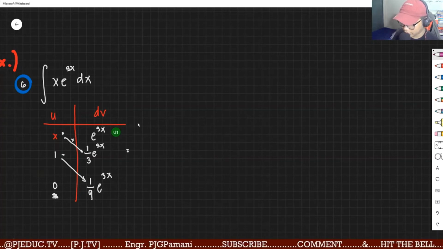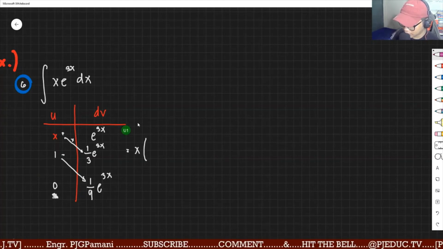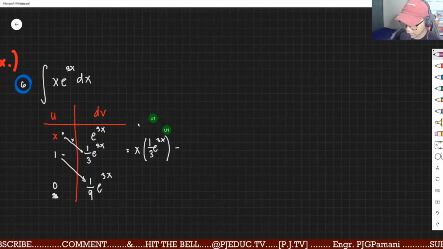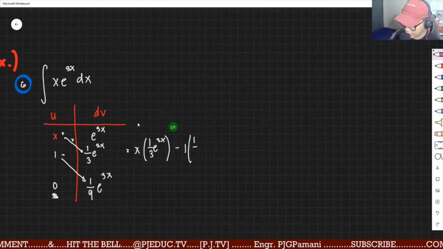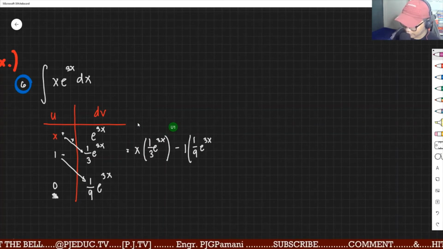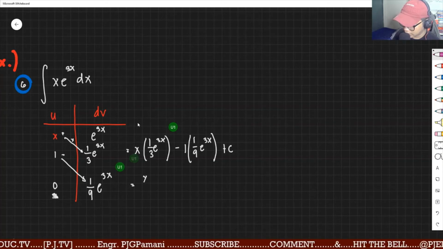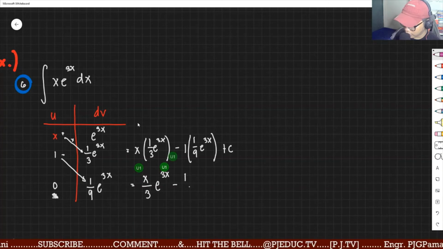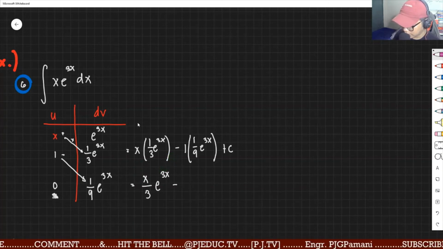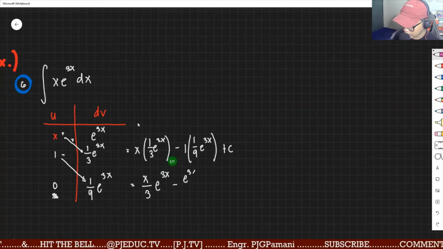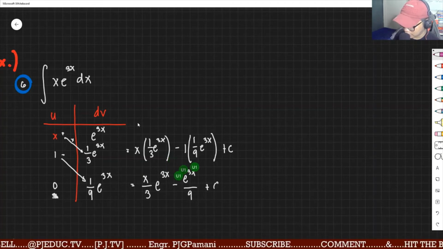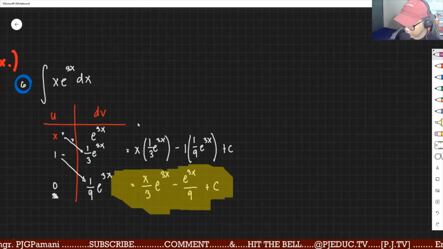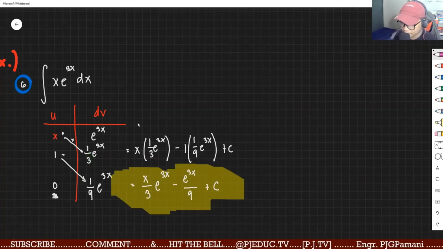Simplify or combine all terms. x times 1/3 of e raised to 3x minus 1 times 1/9 of e raised to 3x plus c. That is now x over 3 times e raised to 3x minus 1/9, or e raised to 3x over 9, plus c. Yan lang naman yung ating final answer for this problem.